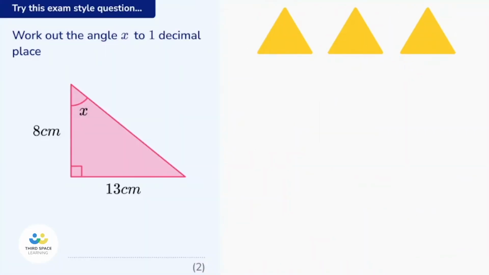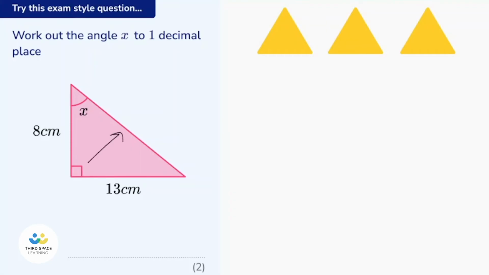Let's try this exam style question. So it says work out the angle x to 1 decimal place. Now we can see we have a right angle triangle, we know 2 of the sides, and we want to work out that missing angle x. So we can use trigonometry. So let's start by labelling our triangle.